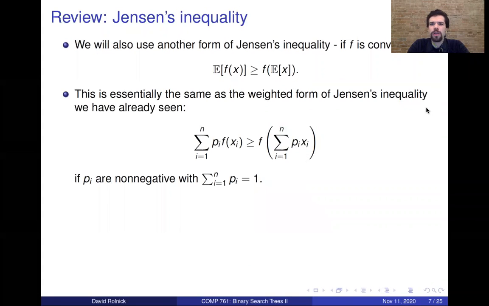And we also said we were going to use Jensen's inequality. The form of Jensen's inequality is that the expected value of f of x is greater than or equal to f of the expected value of x, if f is a convex function. And again, that's just another form of Jensen's inequality. It's pretty much the same as the weighted form we've already seen. Okay.